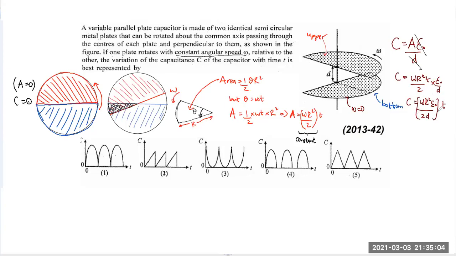All this part is a constant. Therefore, C has to increase linearly with time. It can't be increasing non-linearly with time because this part is a constant. None of this is a variable because d is the distance between the plates, constant. Omega constant, angular speed. Radius constant. Everything is constant. Epsilon naught is also constant. Therefore, you can say C is proportional to time. That means, in other words, C will increase or decrease linearly with time because area is going to decrease also.